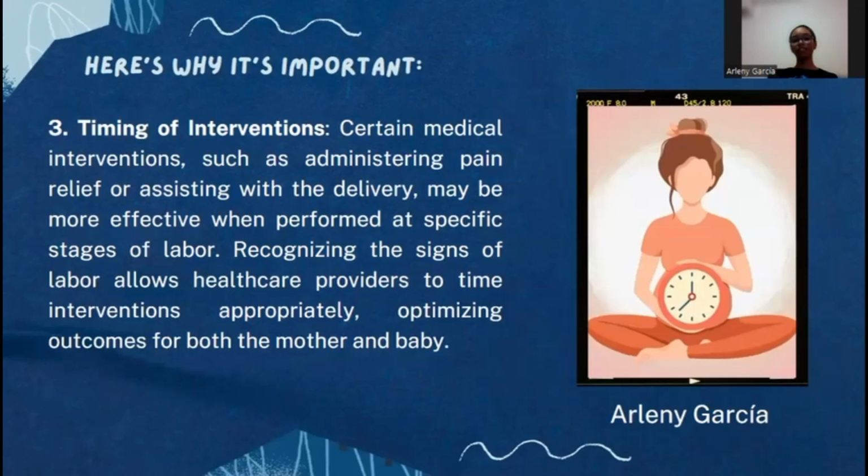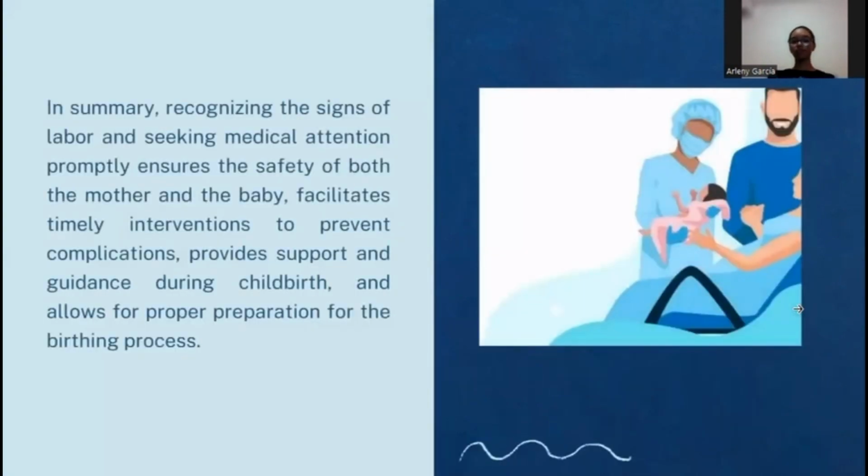Number 3, timing of interventions. Certain medical interventions, such as administering pain relief or assisting with the delivery, may be more effective when performed at a specific stage of labor. Recognizing the signs of labor allows healthcare providers to time interventions appropriately, optimizing outcomes for both mother and baby.